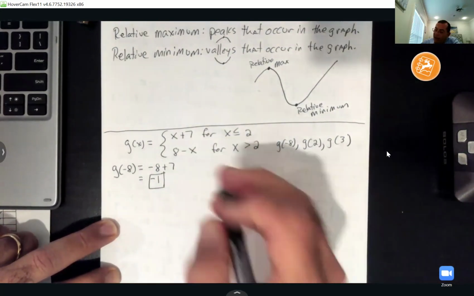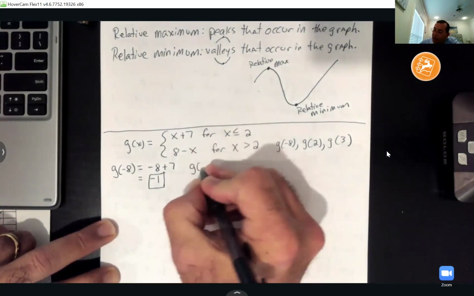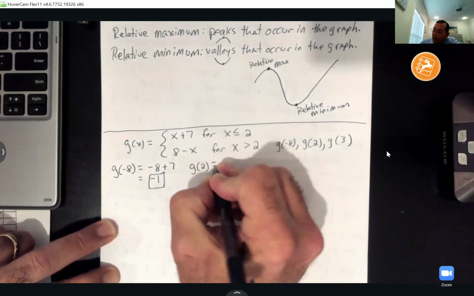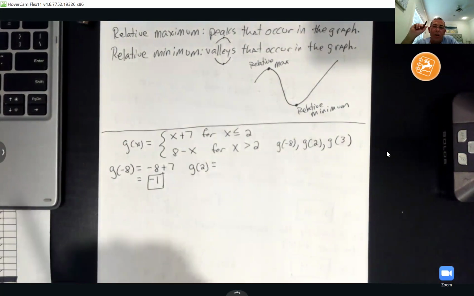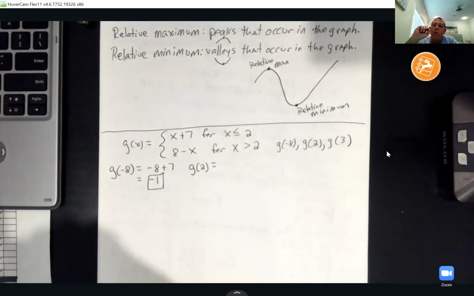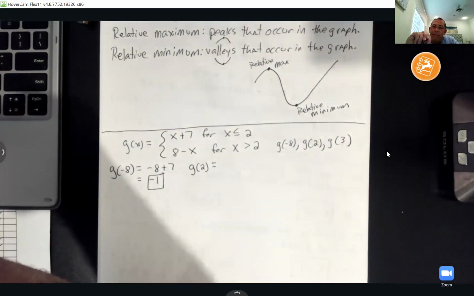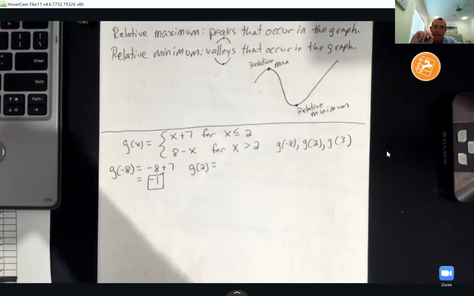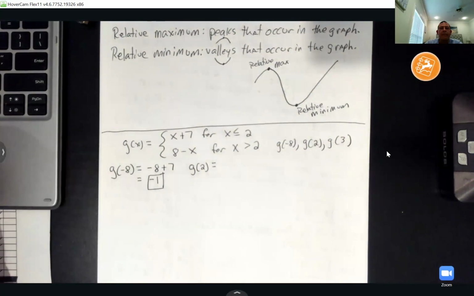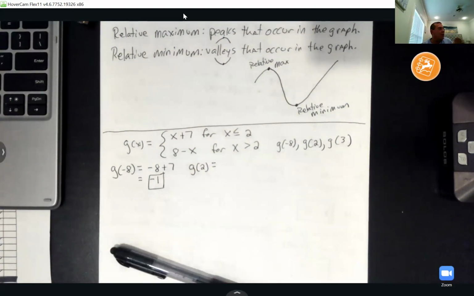So y'all, let's see. G of 2. So y'all, that one's going to be on y'all. Would y'all use the first equation or the second equation? And then what value would you get out of that? And I'll give y'all a second so my chatters can write all that.